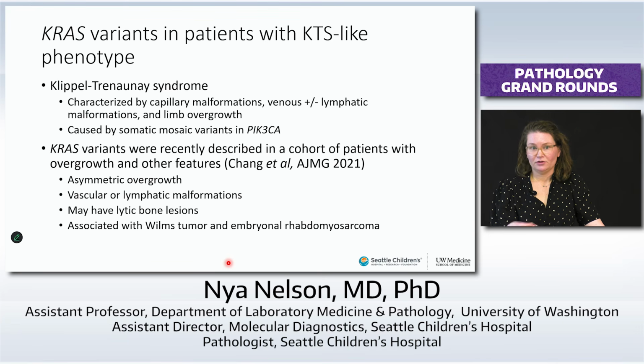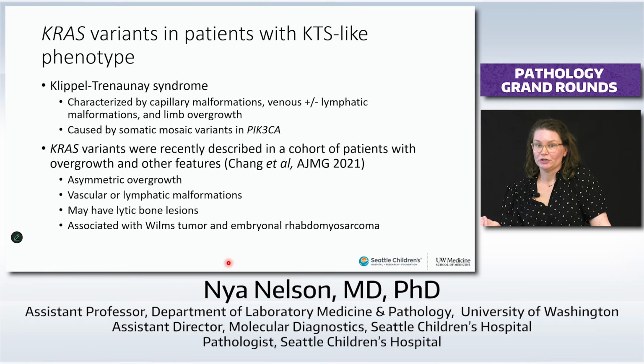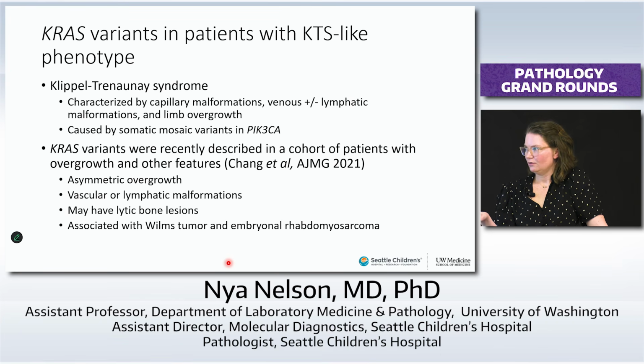But in 2021, a group of patients was described that instead have mosaic variants in KRAS and have overgrowth and vascular lymphatic malformations similar to Klippel-Trenaunay, but also have the addition of lytic bone lesions, and it seems as though they have a strong predisposition to Wilms tumor or embryonal rhabdomyosarcoma. So in this case series in particular, there were 8 individuals included, and 3 of them went on to develop cancer.